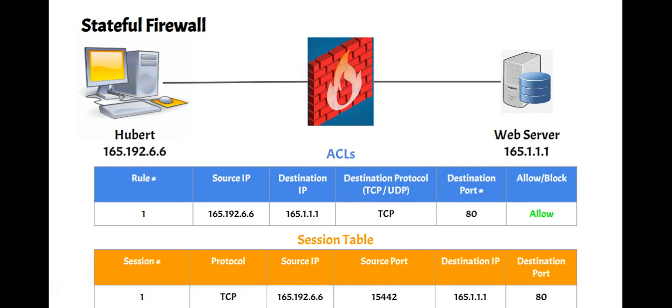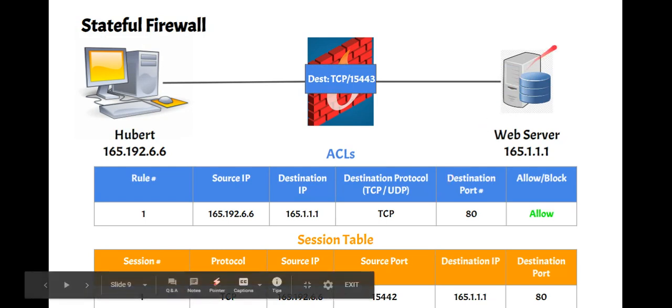But suppose the web server was sending information to Hubert that was not part of the active traffic flow. Then the stateful firewall would recognize immediately that it's not part of the session table, and it would drop it immediately. And that's how stateful firewalls work.